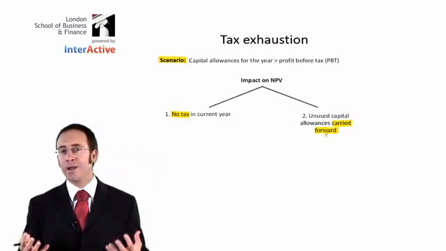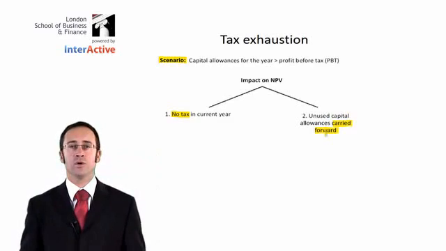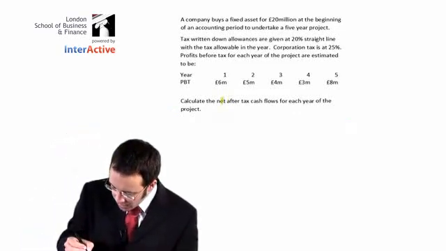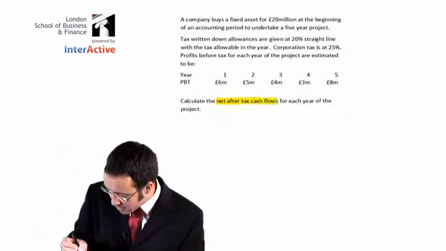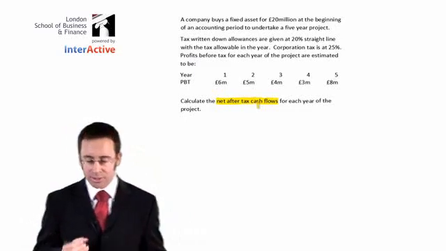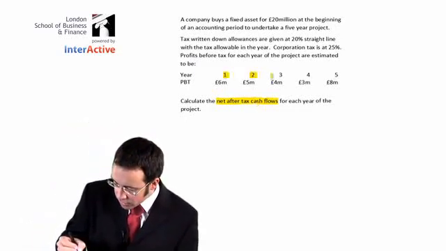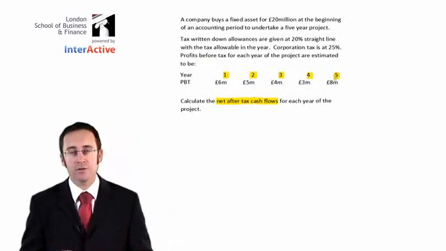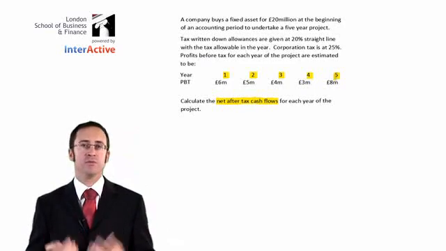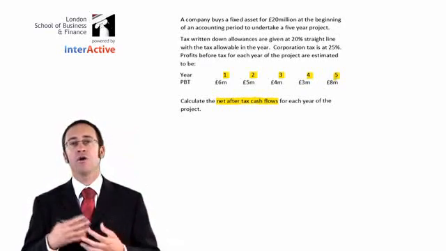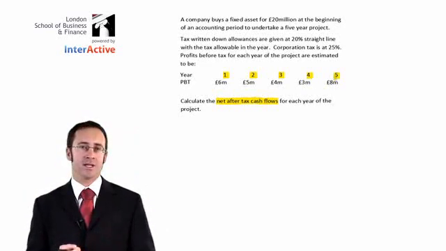How are we going to look at it? Well, as always, let's have a look at a short, brief example. In this example, the requirement asks us to calculate the net after-tax cash flows for each year of the project. And as you can see, we have years 1, 2, 3, 4 and 5. In each of those years we have generated some profits before tax, which at this point we'll just assume are equivalent to our taxable cash flows.